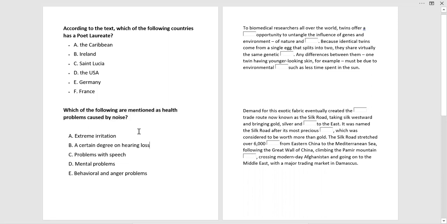Okay, here you go with the second question. Which of the following are mentioned in health problems caused by noise? You get it? Yes. So it will be starting in another 7 seconds, guys.